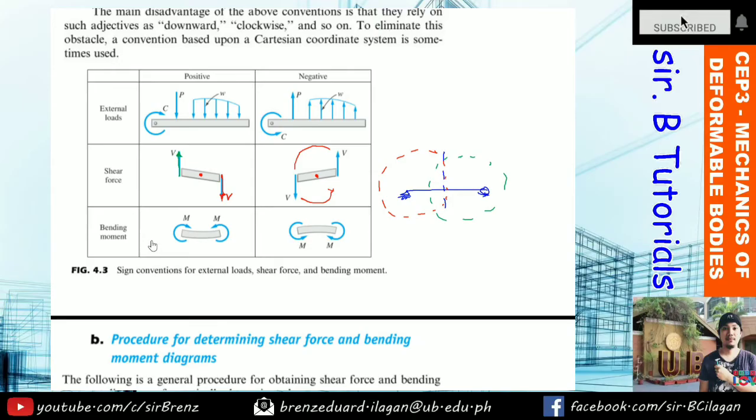Next, for the bending, it's the same. If you consider the right side when you section, the positive moment is oriented like this. And if it's the left side, this is the positive one. Or imagine your beam: based on this moment, it becomes smiley, or concave upward. If that is the bending moment, that is considered to be positive.